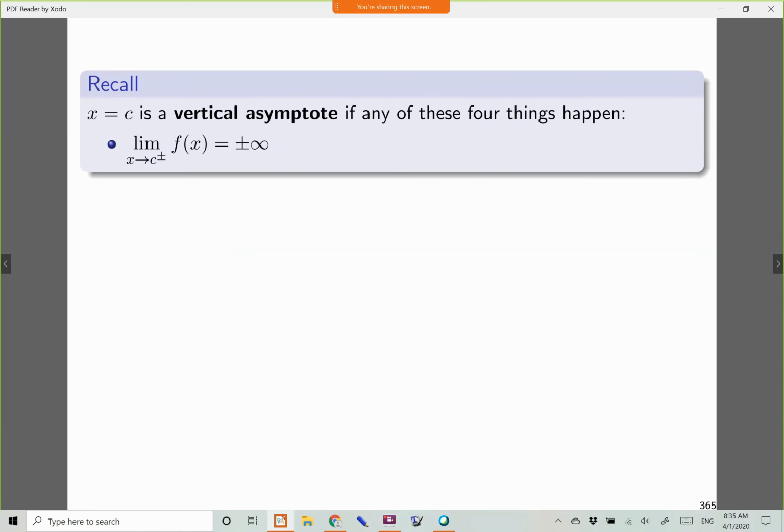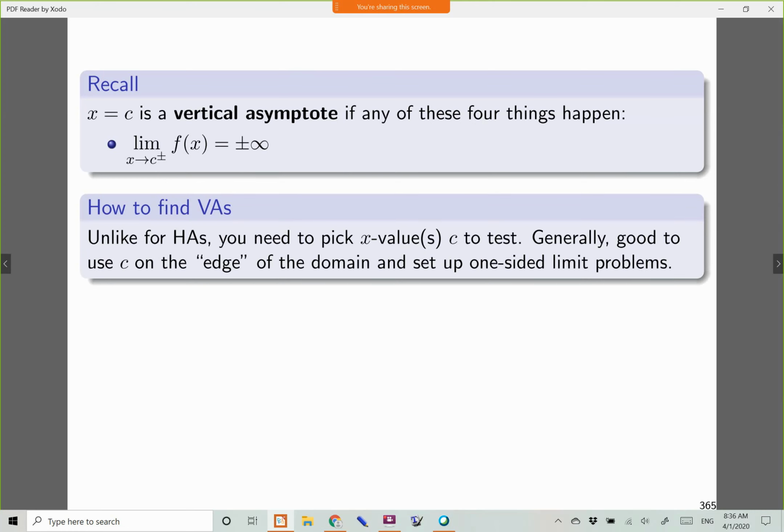And as a reminder for vertical asymptotes, this is copied from an earlier slide in the semester. A vertical asymptote happens when either of these two one-sided limits, there's a plus or minus sign there, ends up being plus or minus infinity. This was our short way of writing down actually 4 separate situations. If any of the 4 things happen, you have a vertical asymptote. To find vertical asymptotes, you set up a one-sided limit for any x value that's right on the edge that almost made it into the domain. Again, this stuff was copied from before, even this question.